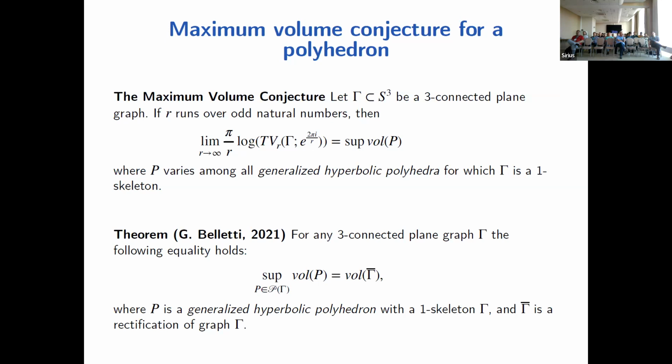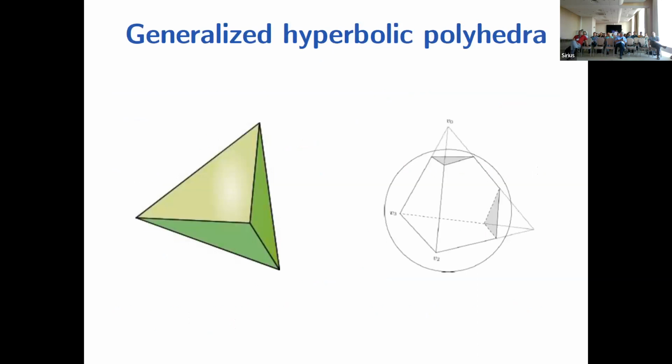And Giulio Belletti, in 2021, in his work, looked at the right side of this equation, and he proved that this supremum is equal to the volume of some specific polyhedron, gamma overline, which he calls the rectification of a graph gamma. And I will explain what rectification means also a bit later. So firstly, a bit informally about generalized hyperbolic polyhedra. What is a generalized hyperbolic polyhedron?